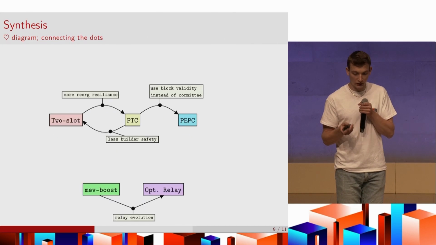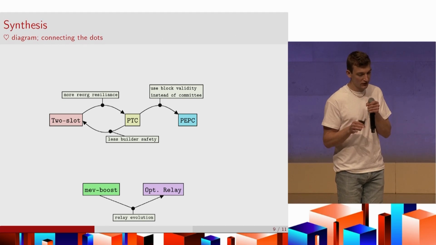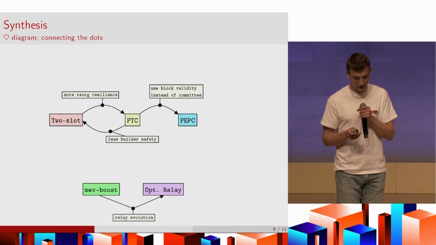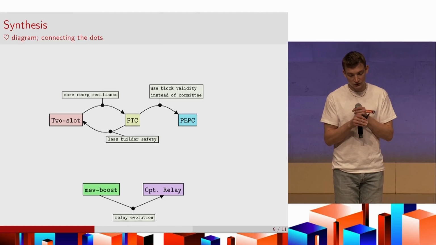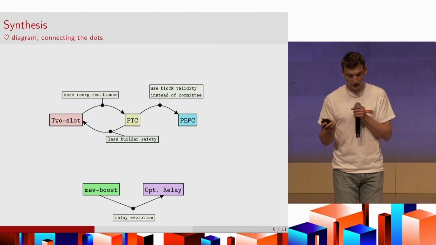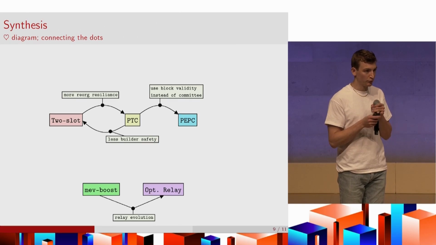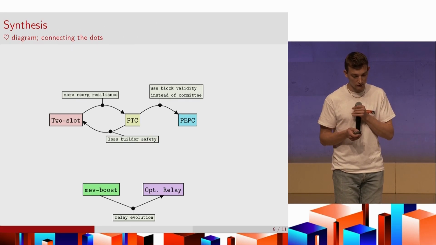On the bottom, I should say also, this is the heart diagram, so hopefully that will become clear in the next coming clicks. The bottom we have MevBoost, which evolves into the optimistic relay, and this is just relay evolution, and this is kind of already happening. Some relays are running optimistic, some relays have private closed source versions of their software, so this is already in the process of happening.